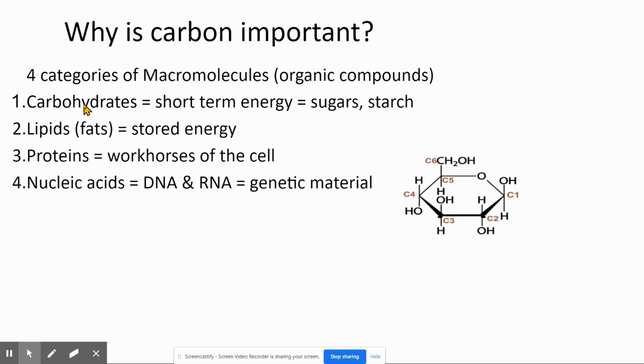And so the 4 macromolecules are carbohydrates, which are short-term energy. So that would be like sugars and starches. Lipids are more long-term energy, and that's how we store our energy. So if you eat too much, you store your energy in the form of fat. Proteins are the workhorses of the cell, so they basically do everything in your cell and regulate your body. And nucleic acids are DNA and RNA, and they all have genetic material. So all 4 of these are organic compounds, and they're called macromolecules because they're big molecules.